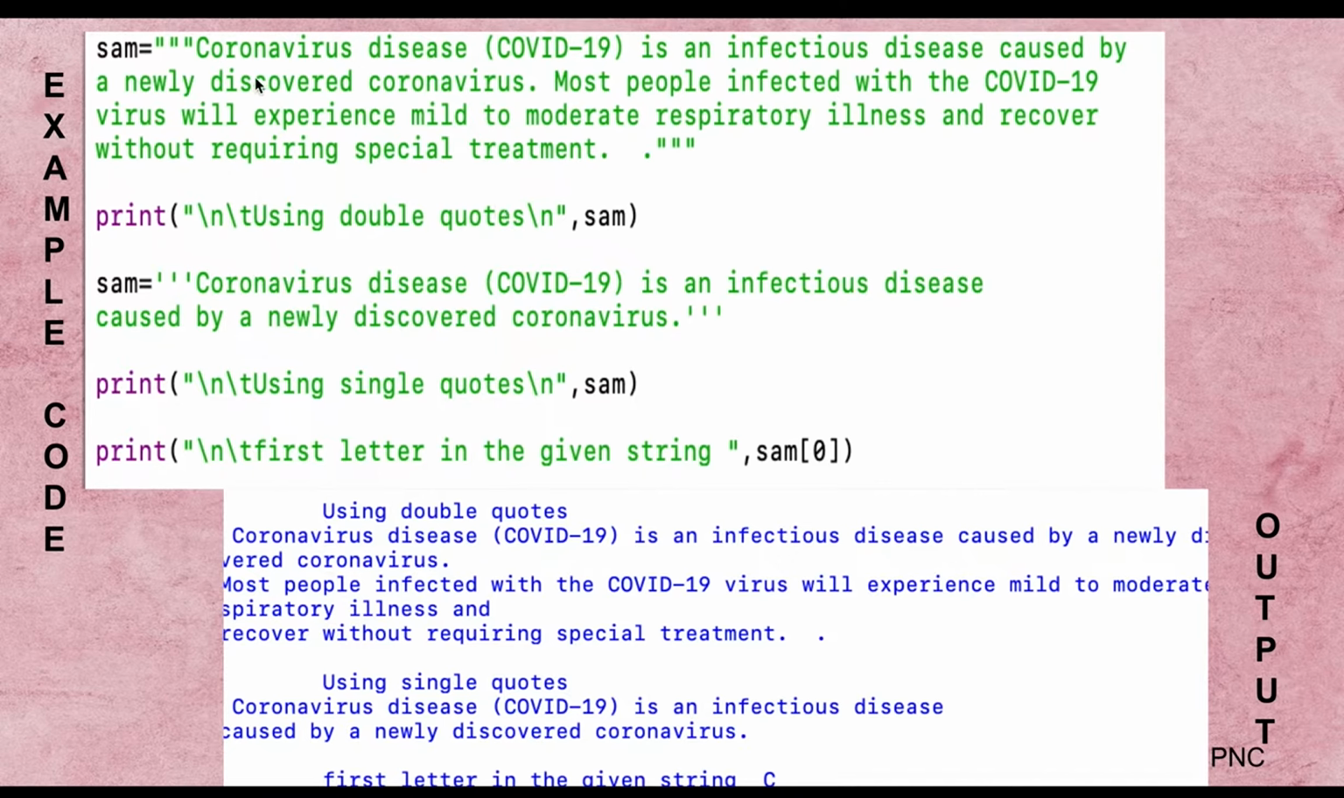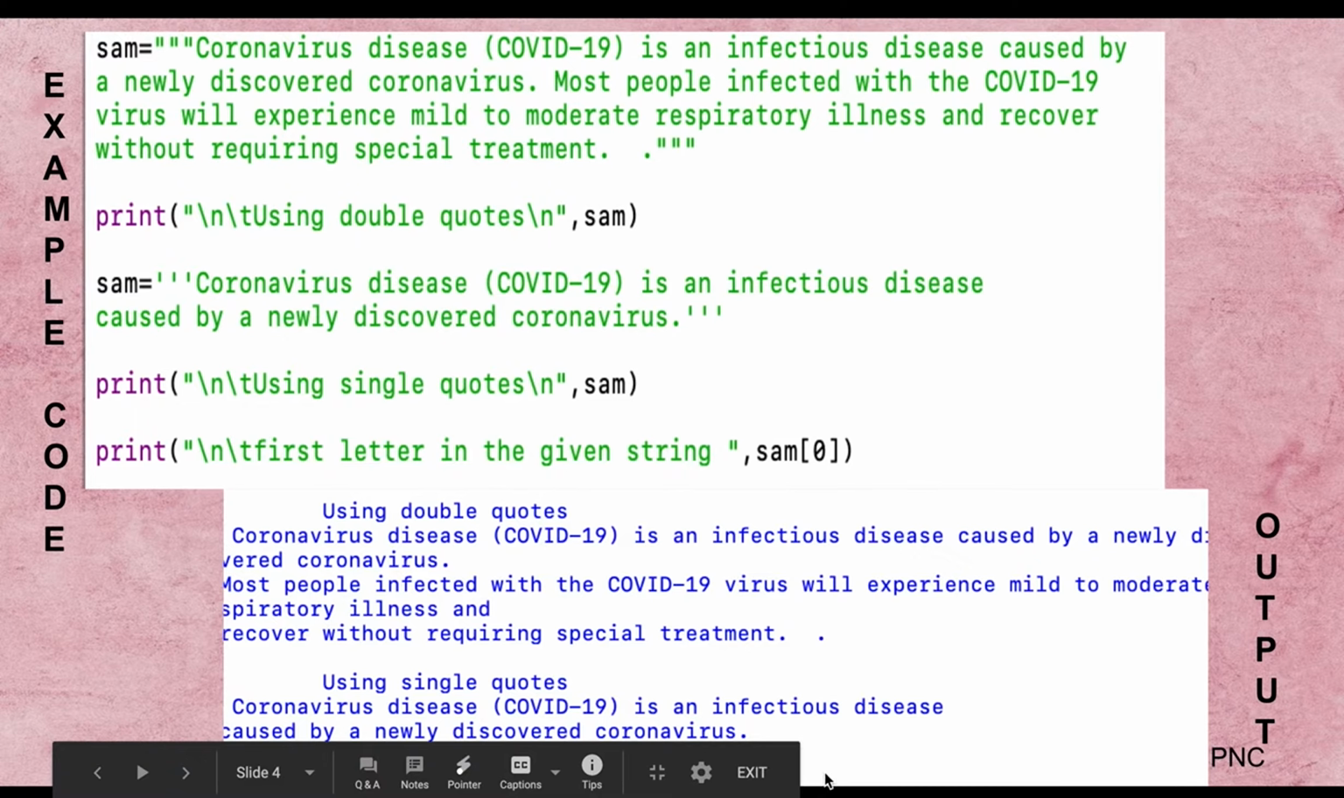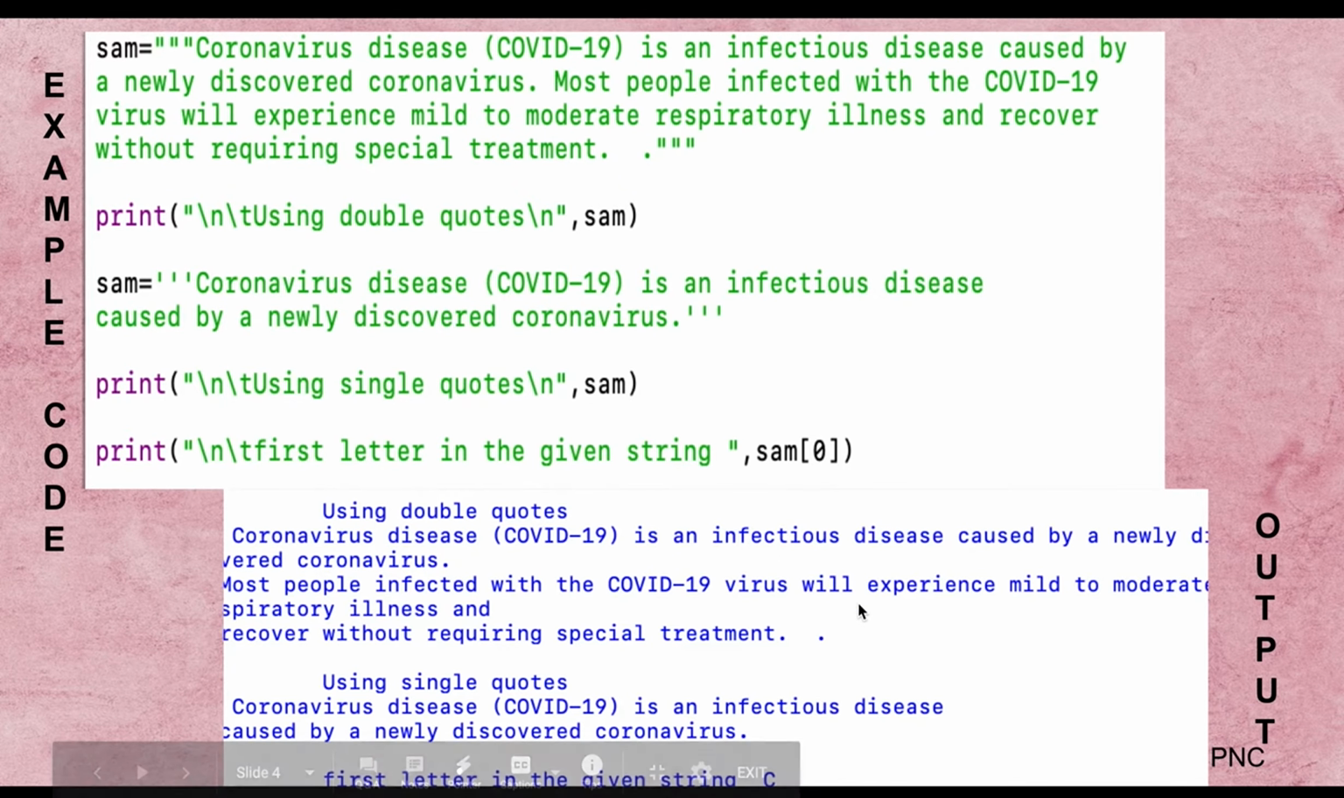In order to print the first letter in the given string, I have used the variable name representing the string, that is Sam, and within square brackets specify the index of the letter. So here Sam of 0, and you can see in the output it displays C.